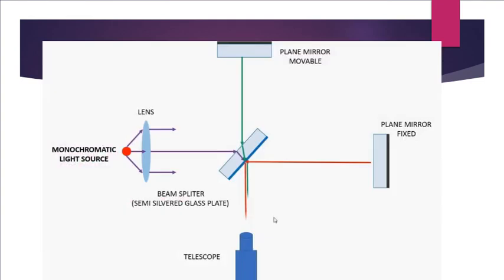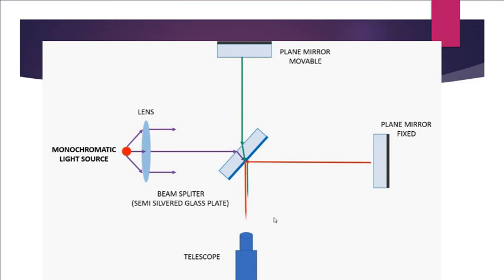The setup is simple. We have a light source S, a converging lens L to make rays parallel. The rays fall on glass plate G1, which is partially silvered. The plane mirrors M1 and M2. M1 is movable by means of a screw. M2 we will keep the mirror fixed.